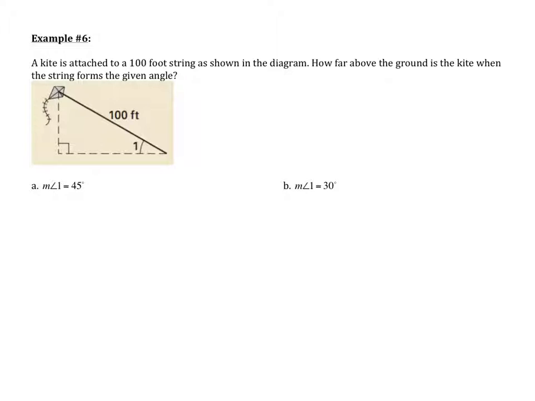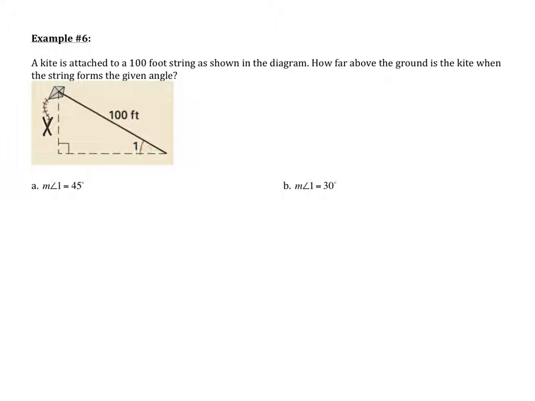A kite is attached to a 100-foot string as shown in the diagram. So that 100-foot string would actually be the hypotenuse of the right triangle that is formed. How far above the ground is the kite when the string forms the given angle? So it's asking for how far above the ground it is, so we would be looking for this length right here. So in part A, it says, what if the measure of angle 1 is 45 degrees?